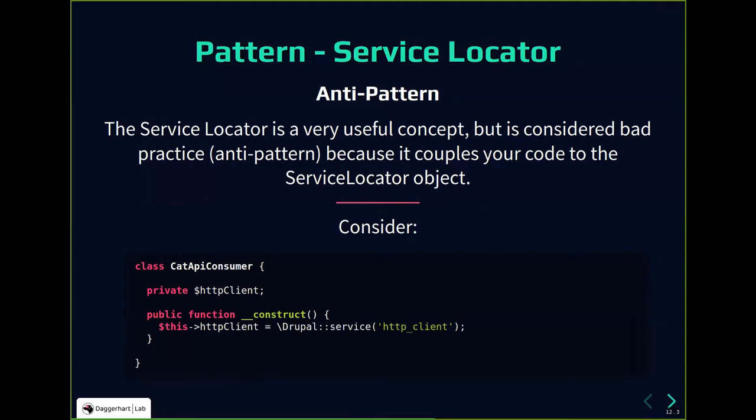So using the service locator directly like this, requesting services from the locator directly in your code, is using the service locator as an anti-pattern in a bad way, because we've actually created a dependency on our cat API consumer that is the service locator itself. A good thing we can actually do something about this.